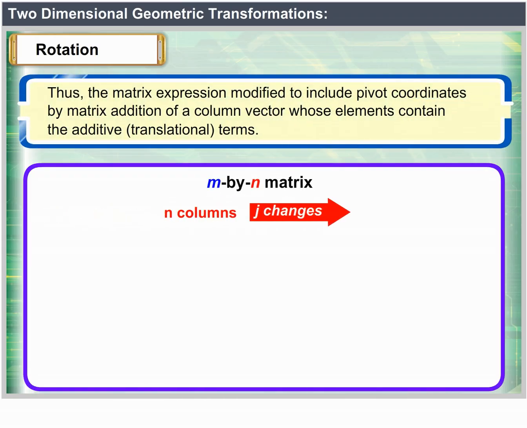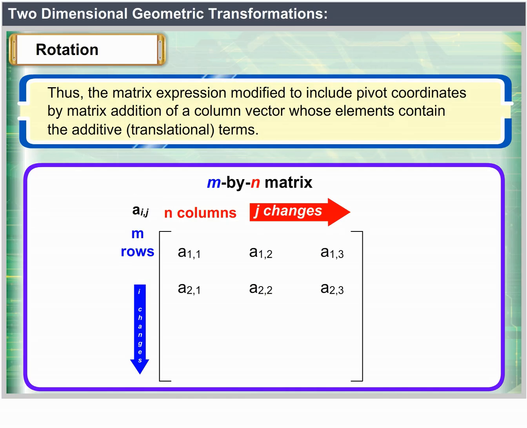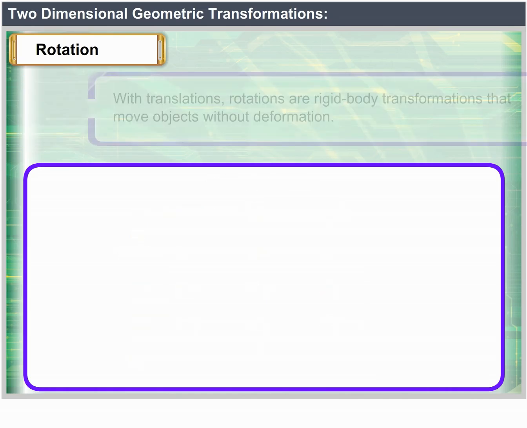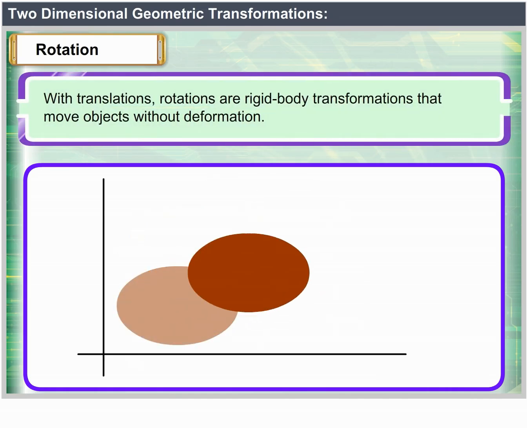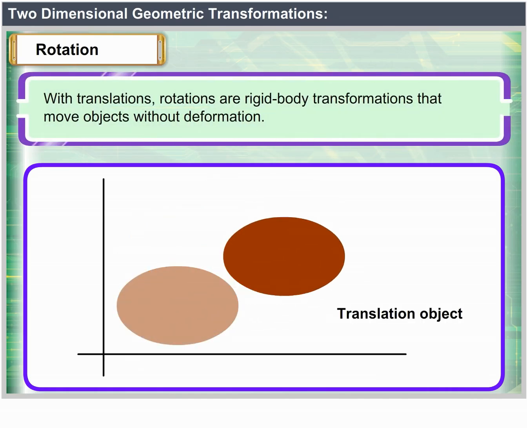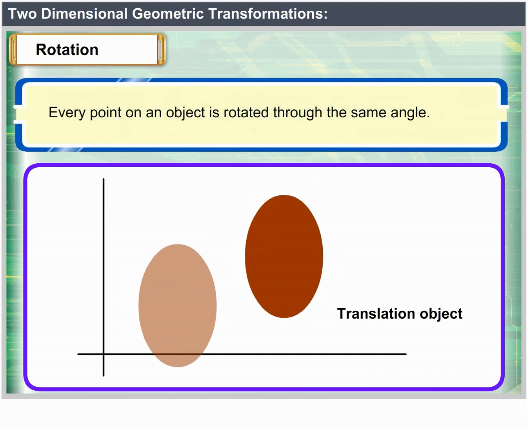Thus, the matrix expression is modified to include pivot coordinates by matrix addition of a column vector whose elements contain the additive translation terms. As with translations, rotations are rigid body transformations that move objects without deformation. Every point on an object is rotated through the same angle.